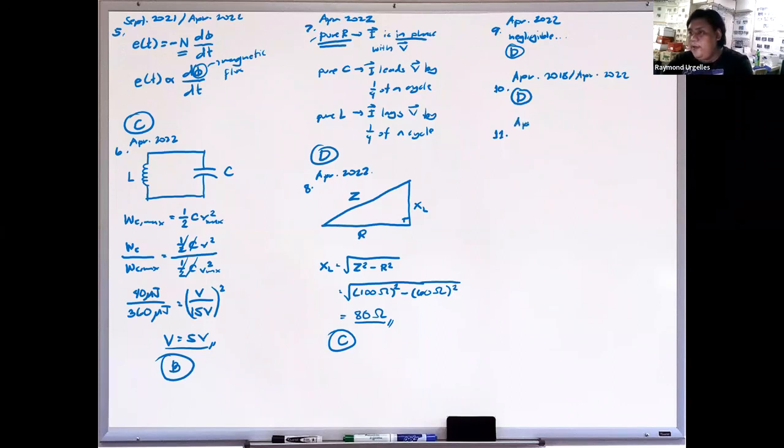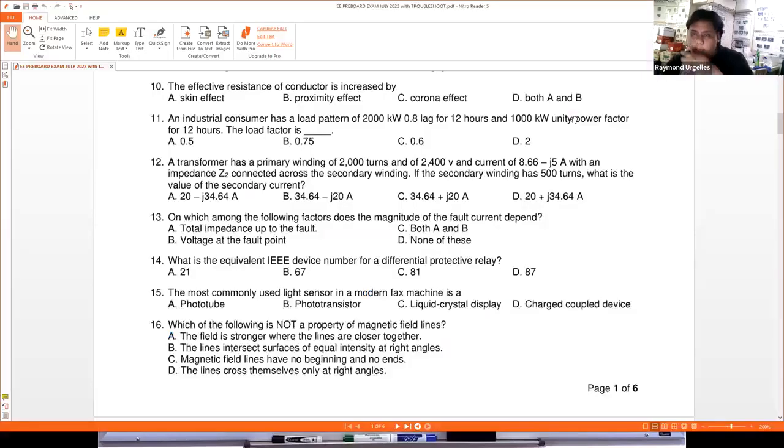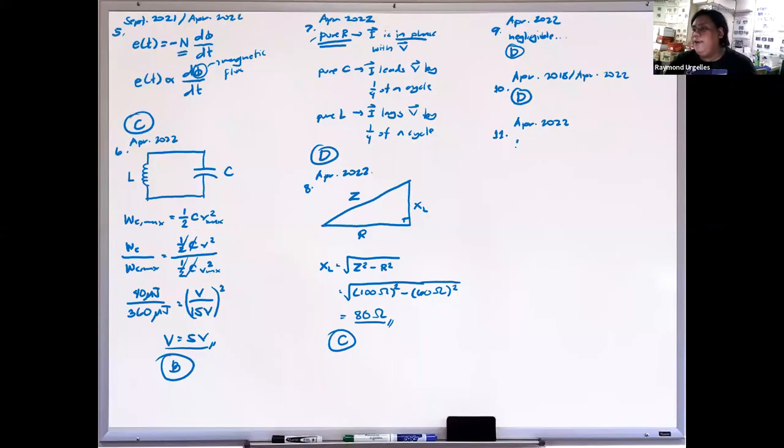This also came out in April 2022. An industrial consumer has a load pattern of 2,000 kilowatts and 1,000 kilowatts for 12 hours each. The load factor is blank. The load factor is given by the average load divided by the maximum demand. Since the average load is not given, we calculate it. The average load is the total energy produced divided by the period, then we divide that by the maximum demand. So we have this equation for the load factor.